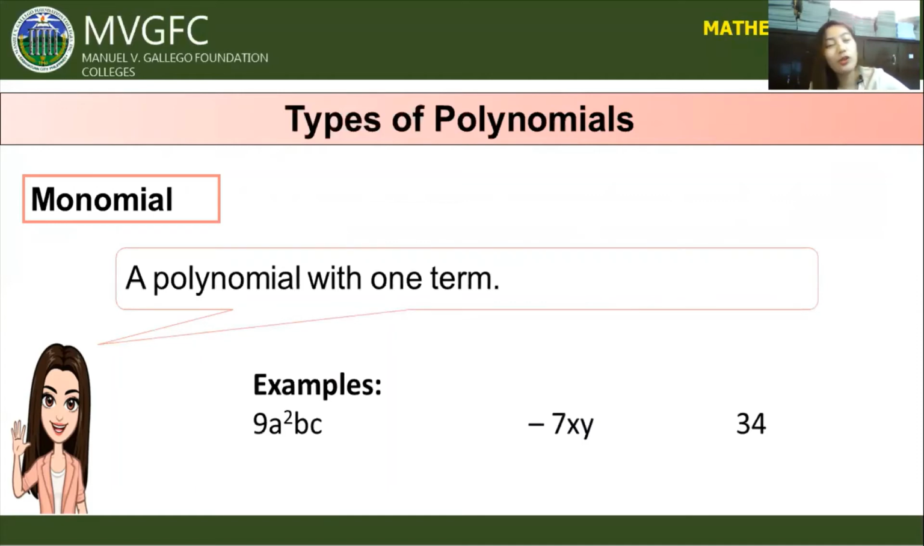Okay? There's no operation in between the terms. So we have, for example, 9a squared bc. We also have negative 7xy or simply 34. There's no operation in between and we only have one term. Remember, mono means one.